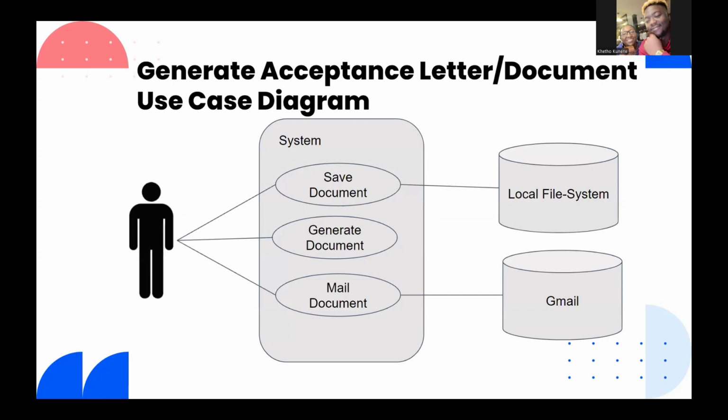For the generate acceptance use case diagram, we have the system here, as well as the actor. The actor can save a document, generate the document, or email the document directly. If they were to save the document, it would then be handled by their local file system. However, if they were to email the document, then it would be handled by Gmail's background processing.